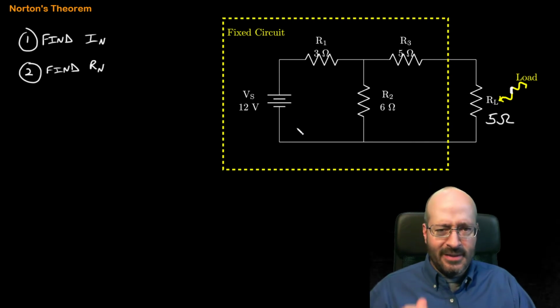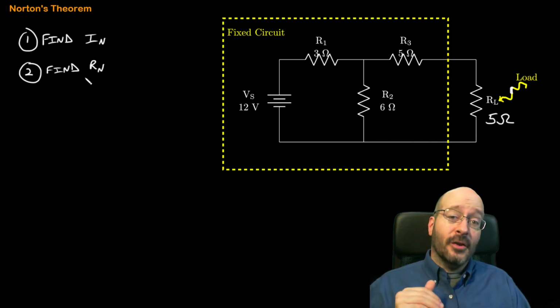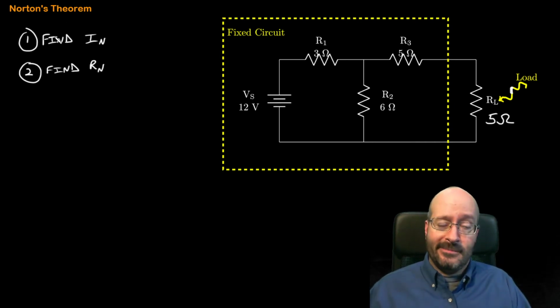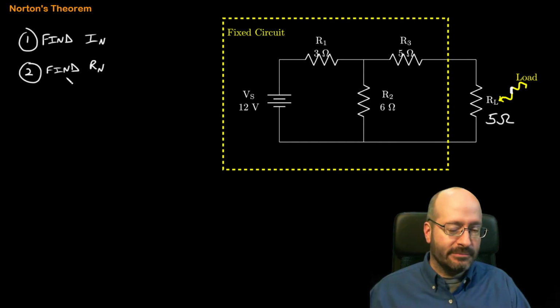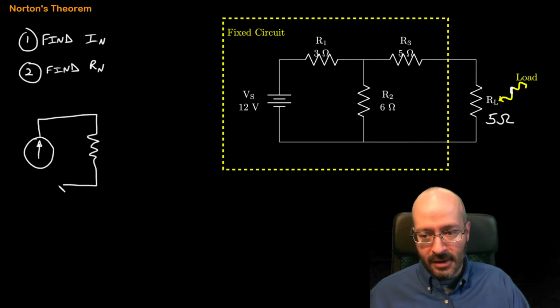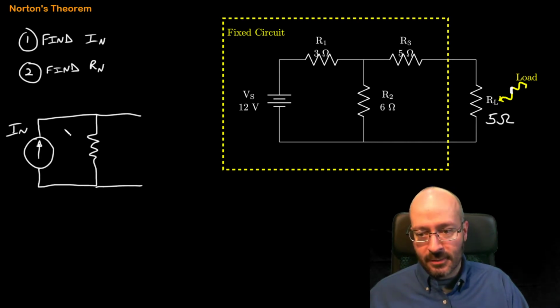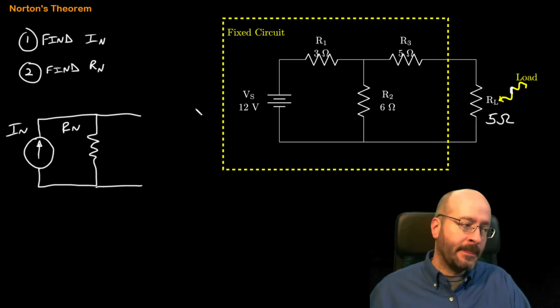So this is the circuit that I did like 5 or 6 videos on as I was introducing how to find Thevenin's theorem. For Norton's theorem, same kind of 2 goofy steps. Find I Norton, find R Norton. That's really all we got to do because we want to get this down to a Norton equivalent, which is going to be a current supply with a parallel resistance, and then we hook up the load out here. So we've got to figure out what I Norton is, and we've got to figure out what R Norton is.